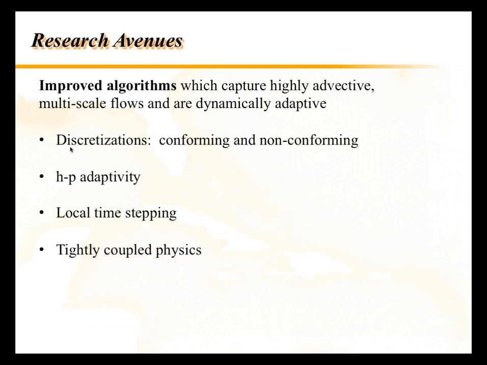So let me just close by mentioning some research avenues. Of course, we're always looking at improved algorithms which capture the highly advective flows, the multi-scale flows that we're dealing with, and which are dynamically adaptive. All the grids that we use right now are static, and they're very expensive to generate and to use. We're actually doing a lot of overkill, I think, in terms of our resolution. We're looking at both conforming and non-conforming discretizations, hp adaptivity, local time stepping, and how to handle the tightly coupled physics. And as we add more physics, such as rainfall and sediment transport, how do we keep our algorithms stable?